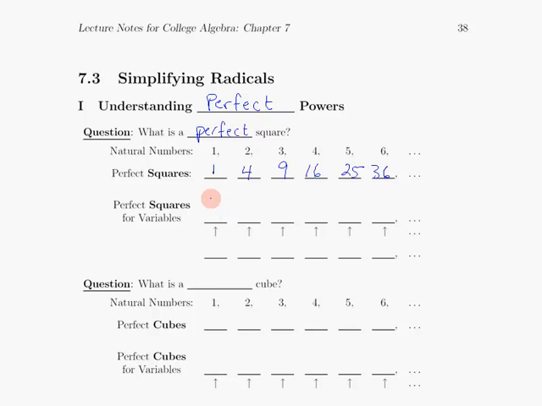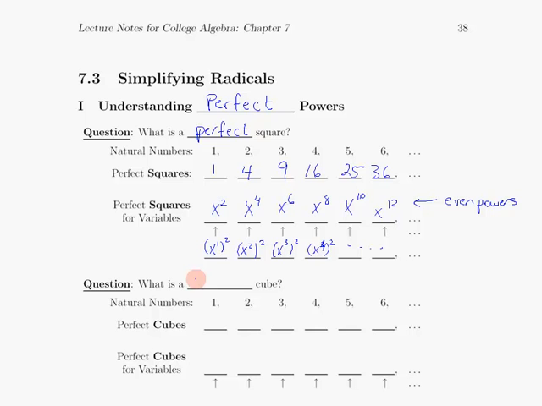Now for variables, perfect squares are going to be ones that we get from squaring different powers of a variable. So if I took x to the first power and squared it, that's going to be x squared. If I took an x squared and squared it, that's x to the fourth. If I started with x cubed and squared it, I would get x to the sixth. If I did x to the fourth squared, that's x to the eighth, and you begin to see the pattern here, x to the 10th, x to the 12th. Notice even powers are what we get whenever we have perfect squares for variables.